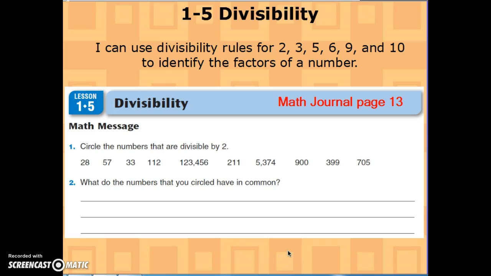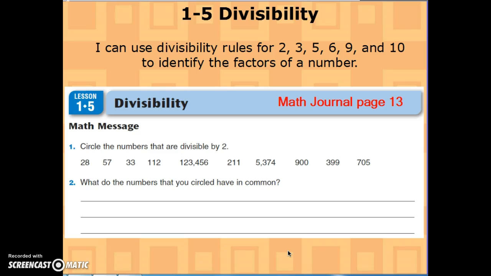Fifth graders, we are going to work on lesson 1-5, divisibility. I can use divisibility rules for 2, 3, 5, 6, 9, and 10 to identify the factors of a number. That's your objective for this lesson. You're going to begin on Math Journal, page 13.